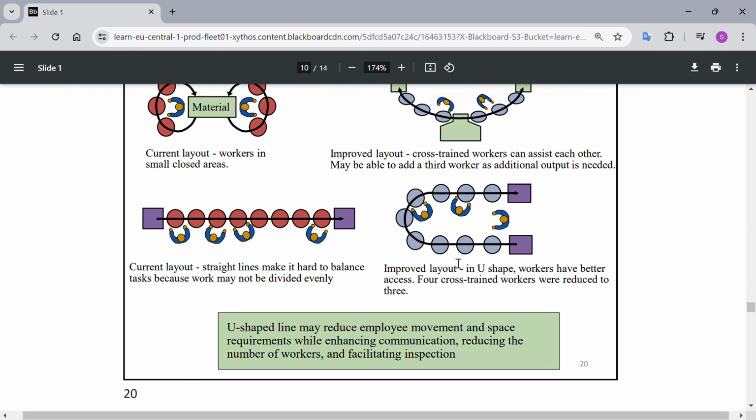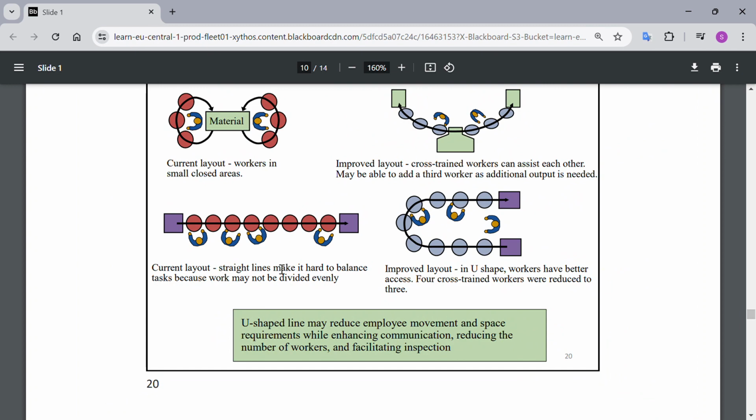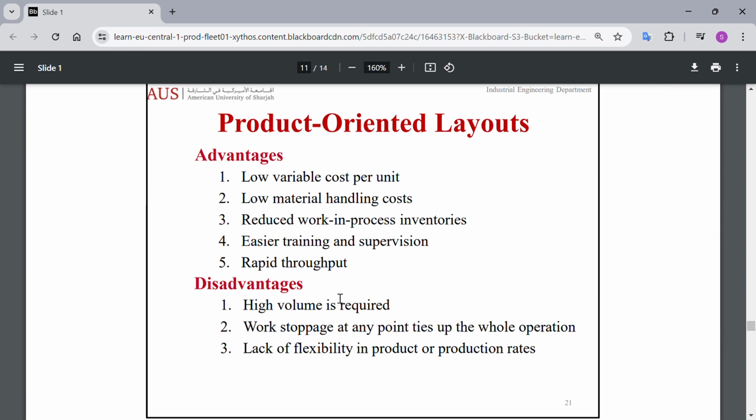The workers can be reduced to 3 basically, since if they finish something here, you can go back there, and it's better in the assembly for us. And here is just a layout with straight lines, as you can see. Now we have the product-oriented layouts.